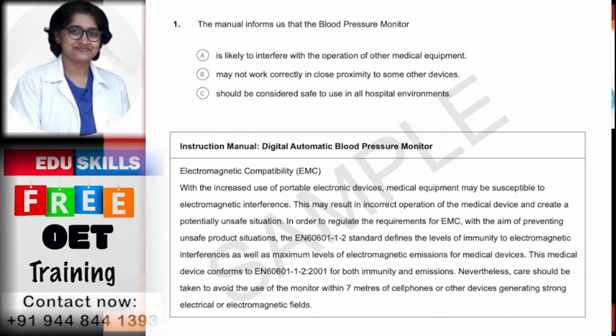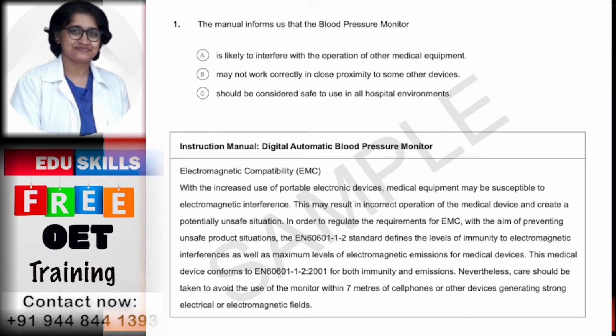Hi everyone. Today I am going to deal with the part B question number 1. So here we can see that question number 1, the nature of the question. So it is a manual.